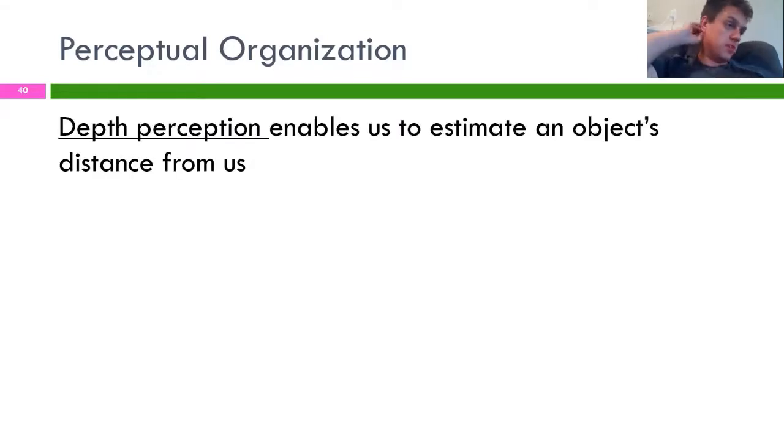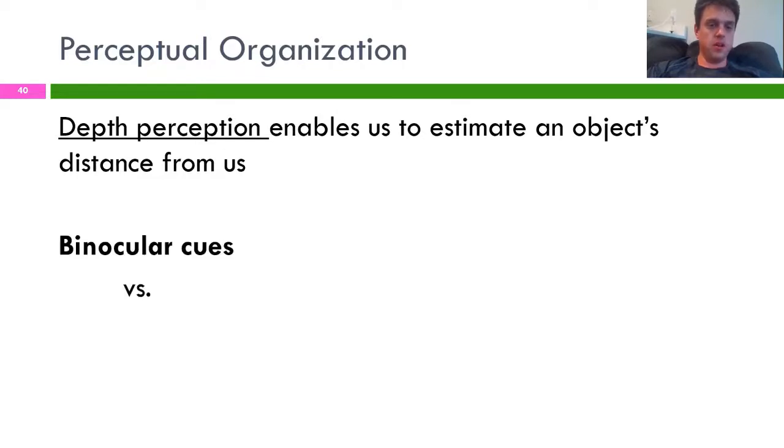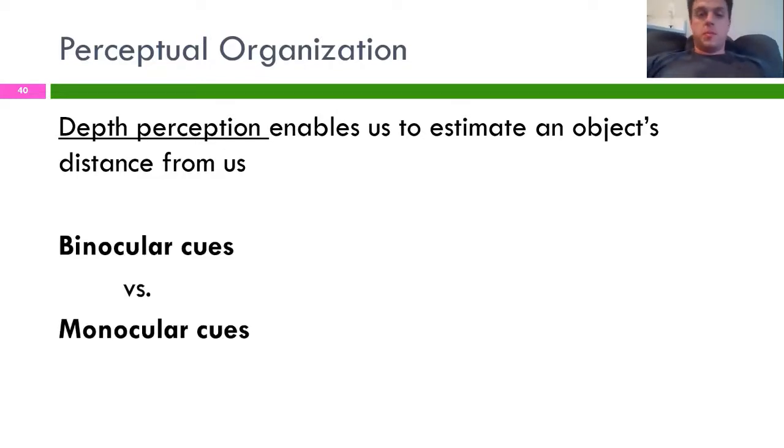Okay, so moving on, we of course have the case of depth perception. You can easily imagine why depth perception is important. It enables us to estimate an object's distance from us, something we use literally all the time. When it comes to depth perception, there's actually two kinds of ways we perceive depth. One is what we call binocular cues, and one is what we call monocular cues.